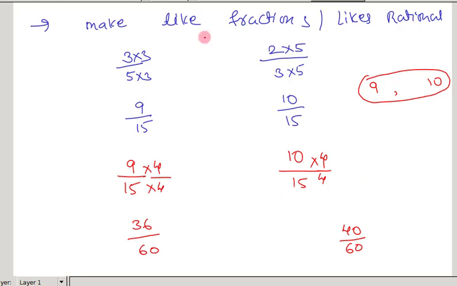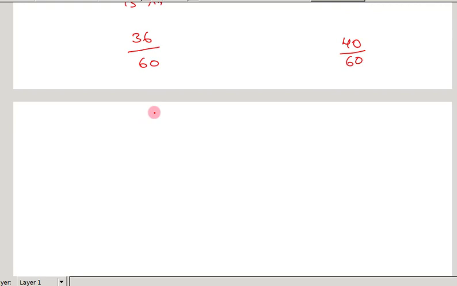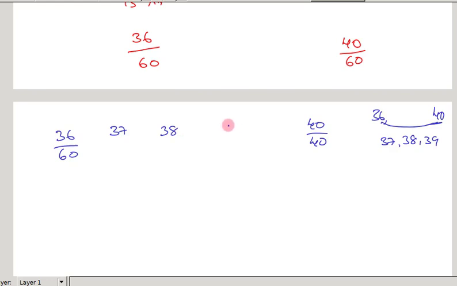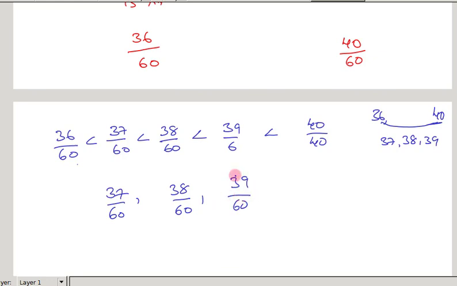Now observe the numerator parts of these numbers. What are the numerators that we got here? 36 and 40. And what are the natural numbers which lie between 36 and 40? They are 37, 38, 39. So write 36 by 60 and 40 by 60, and the natural numbers which lie between 36 and 40, that are 37, 38, 39, simply taking the denominator 60, so that these three numbers lie between the given rational numbers. What are the three rational numbers that we obtain? 37 by 60, 38 by 60, and 39 by 60.